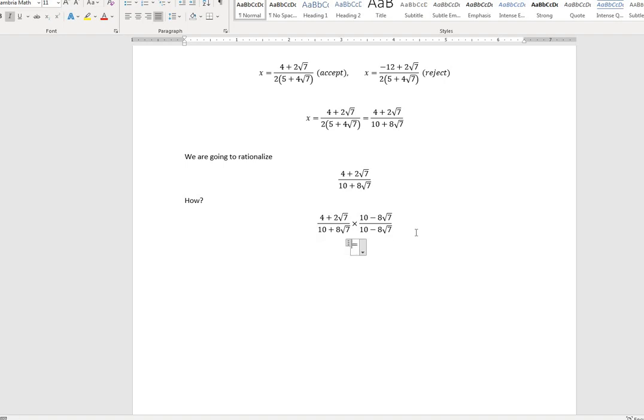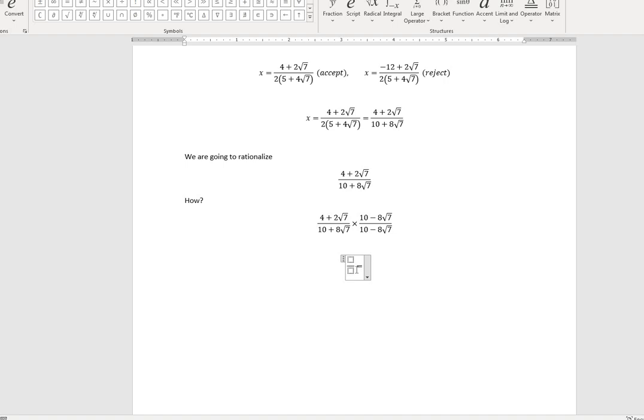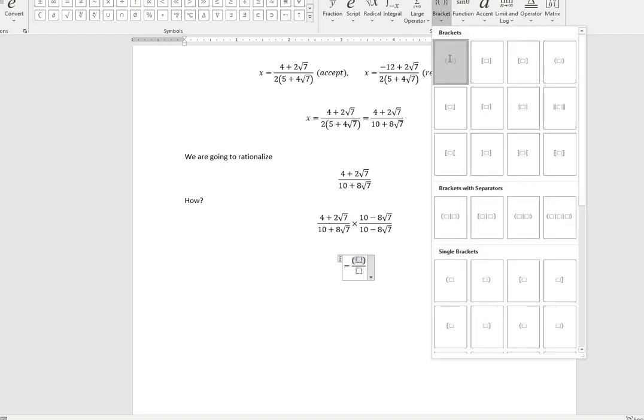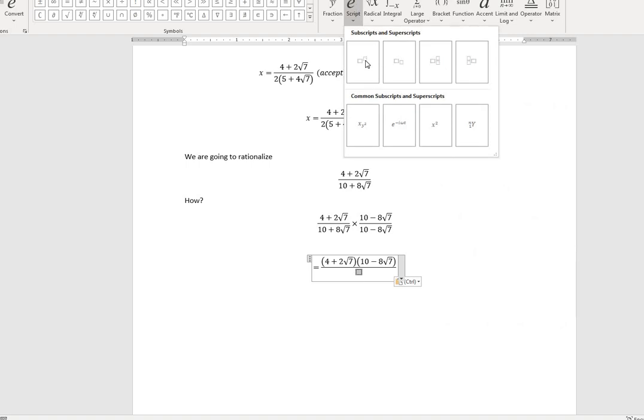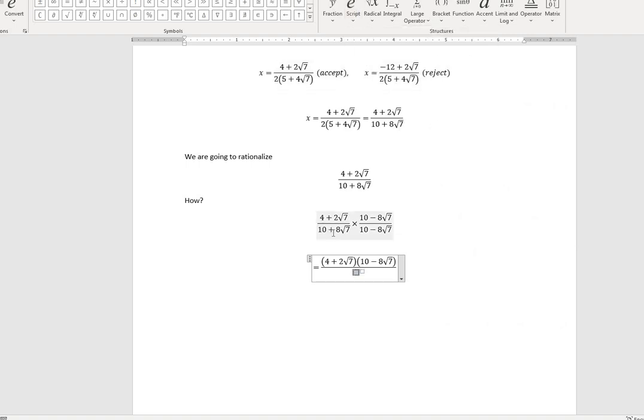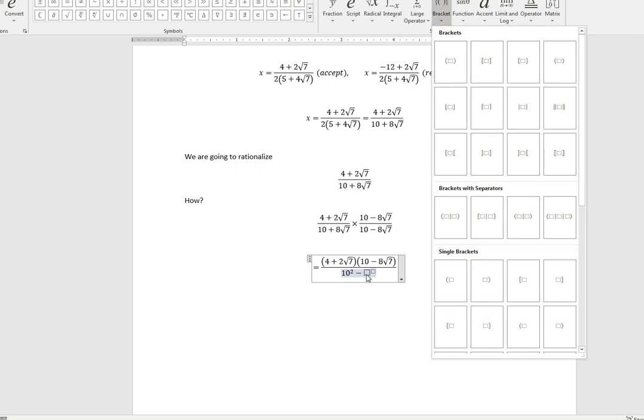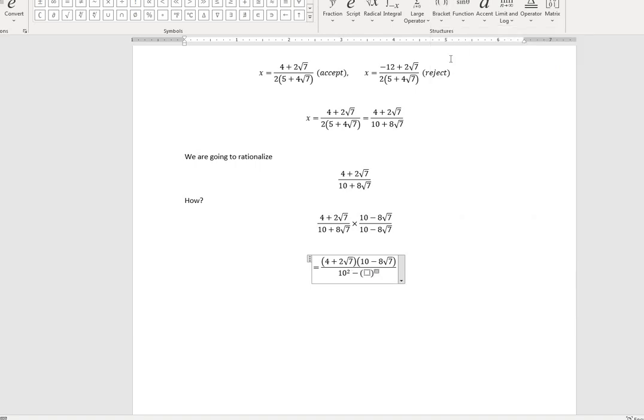I'll make it easier for you. Top times top, bottom times bottom for fractions. So you will get, once again, this one times, I believe you have heard of this in class. 10 plus 8 square root 7 times 10 minus 8 square root 7 equals 10 to the power of 2 minus, this one to the power of 2. So we will have 8 square root 7 here.